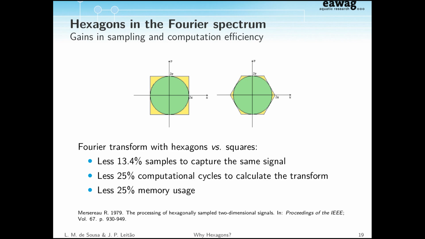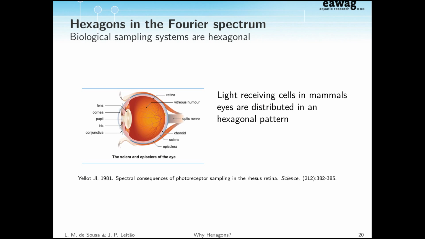Now, just a few years later, there was a finding that kind of vindicated this. People studying the physiognomy of primates, I believe, understood that in all mammals the cells that capture light inside the eye bulb are distributed in a hexagonal pattern. What this means is that nature, when it needs to sample signals, uses hexagonal patterns. It doesn't use square patterns like we do.